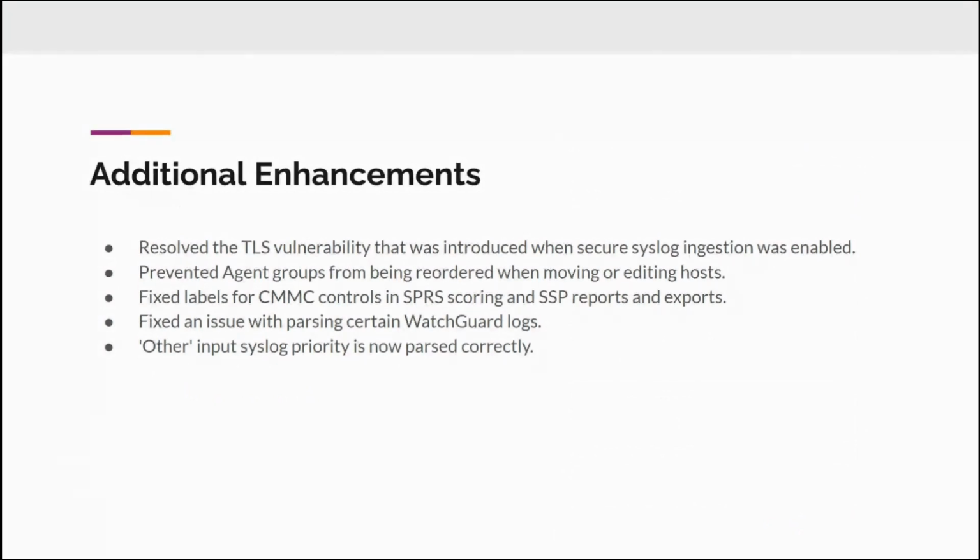For SPRS and SSP reports with the CMMC controls, they had been referencing the NIST controls like 3.1.1 instead of, of course, AC.L1-3.1.1. So that has been updated appropriately for those reports.